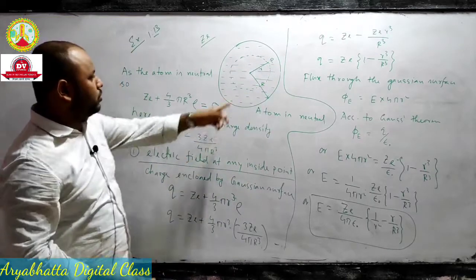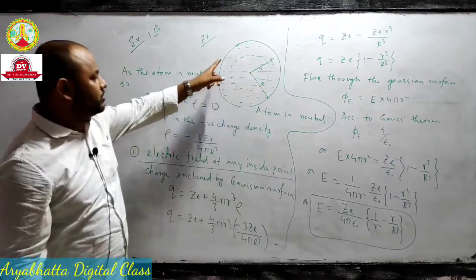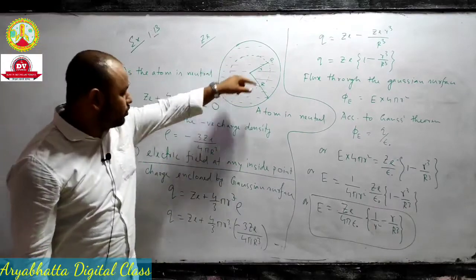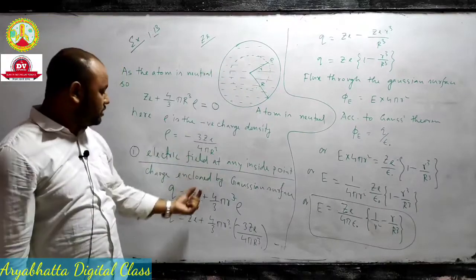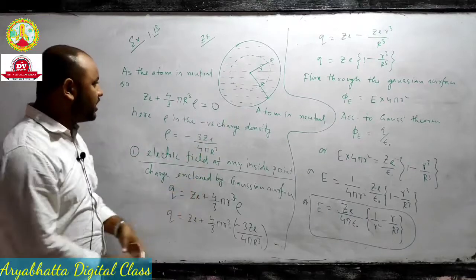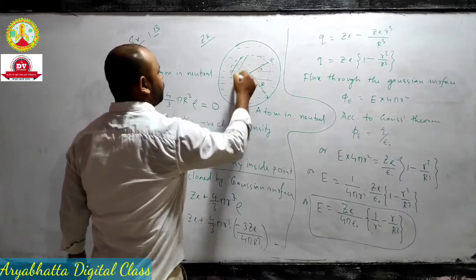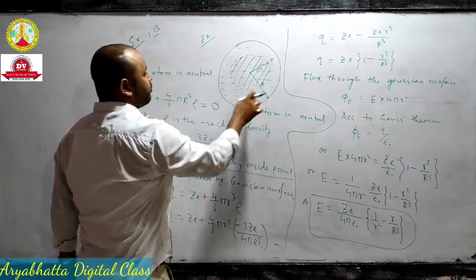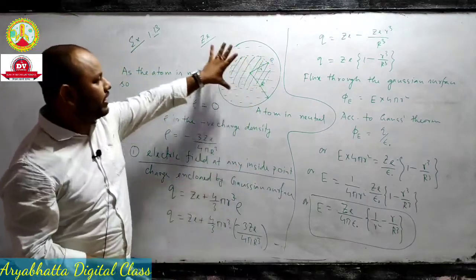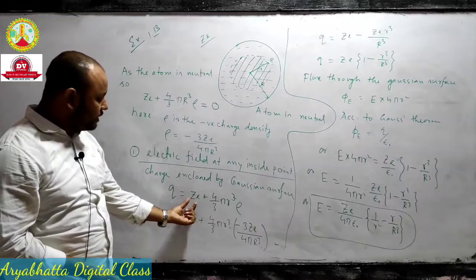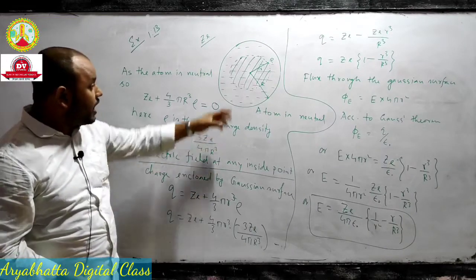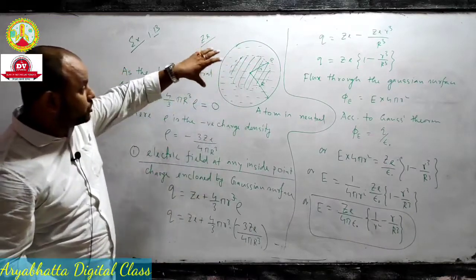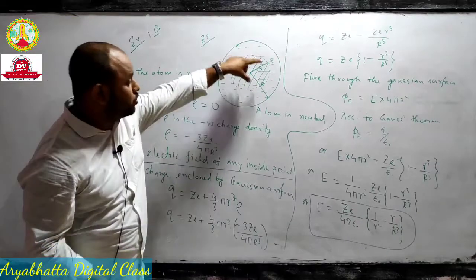Okay, this Gaussian surface will enclose how much charge? This Gaussian surface will enclose the nucleus. The nucleus is positively charged, and this much is negatively charged. This Gaussian surface will enclose the whole nucleus and this much negative charge. The charge of the nucleus is Ze, and the negative charge contained inside this Gaussian surface will be this one.